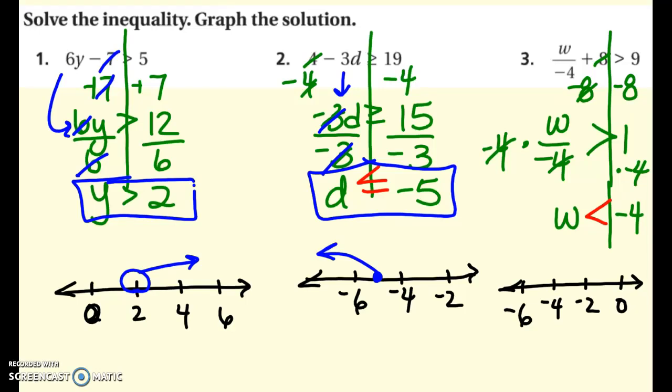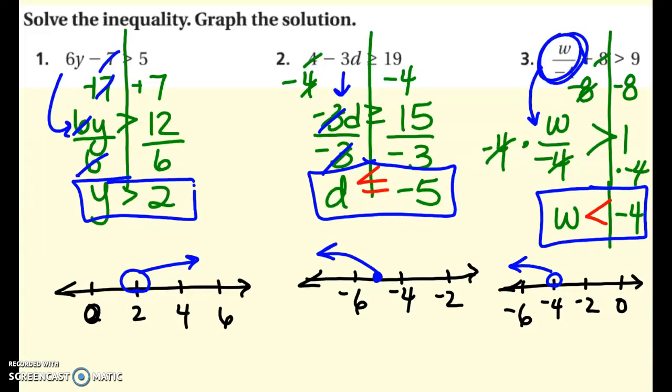And number 3, do minus 8 from both sides. Rewrite everything, bring it down. A lot of people skip this and they try to show the work all up here again, and it gets confusing. Rewrite it after every step. So then multiply by negative 4 on both sides. Because I multiplied by a negative right here, I had to switch the symbol. So w is less than negative 4. So open circle, arrow to the left.